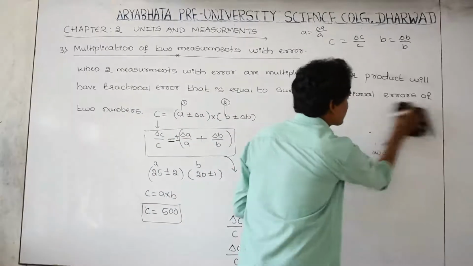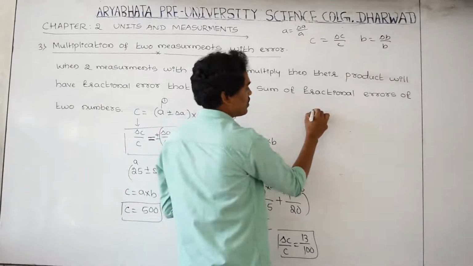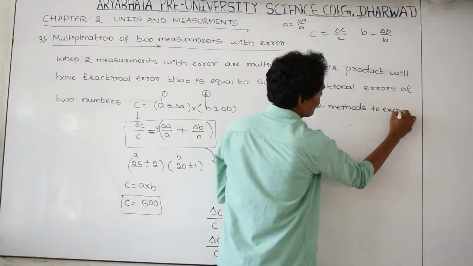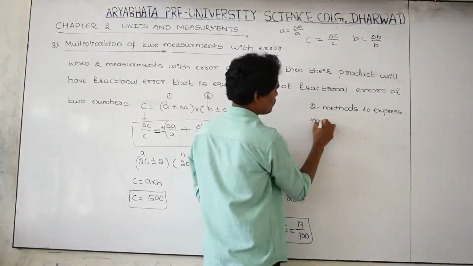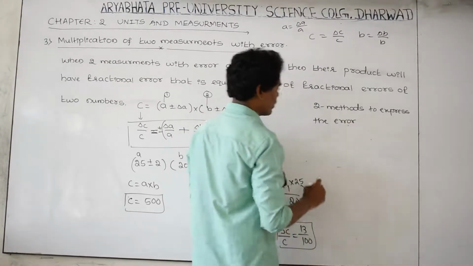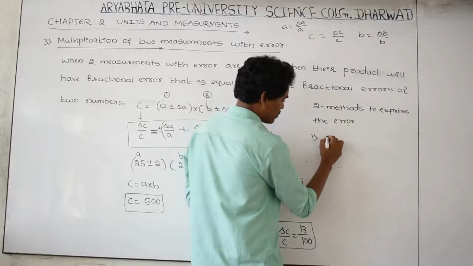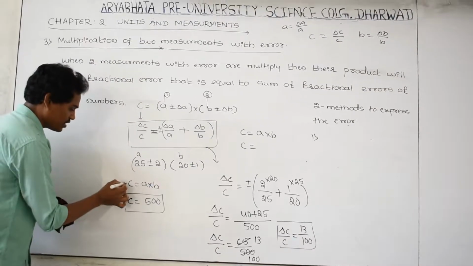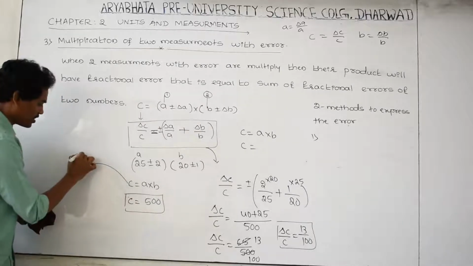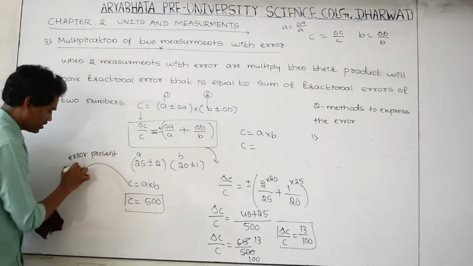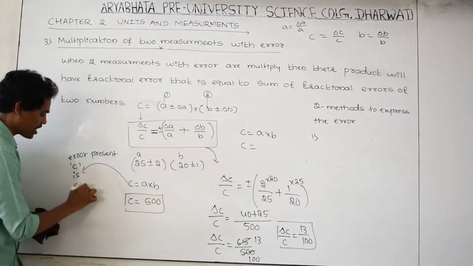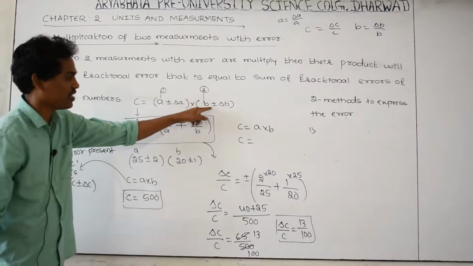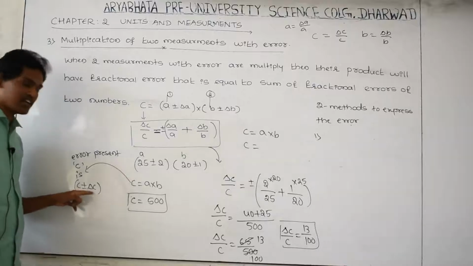There are two methods to express the error when you multiply. First method: after multiplying these two quantities, what you are getting is C. The error present in C is C plus or minus delta C. Error present in A is delta A, error present in B is delta B, like that, error present in C is delta C.